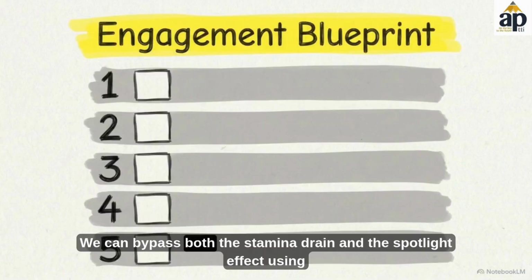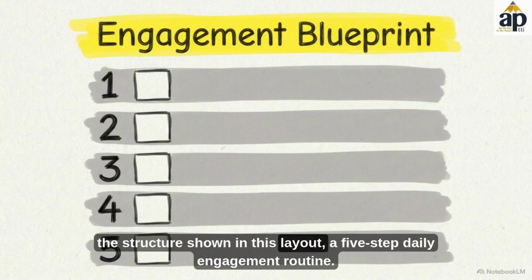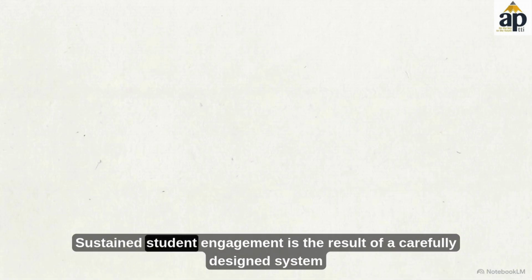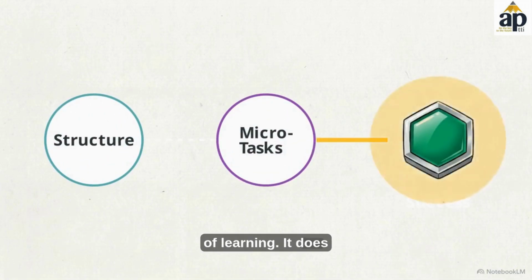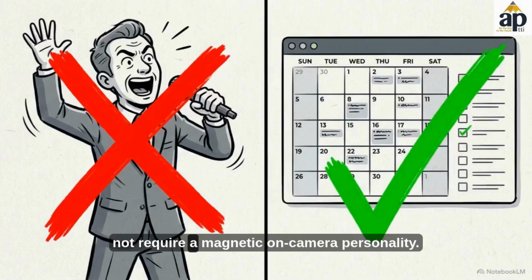We can bypass both the stamina drain and the spotlight effect using the structure shown in this layout, a 5-step daily engagement routine. Sustained student engagement is the result of a carefully designed system of low-stakes interactions. It does not require a magnetic on-camera personality.